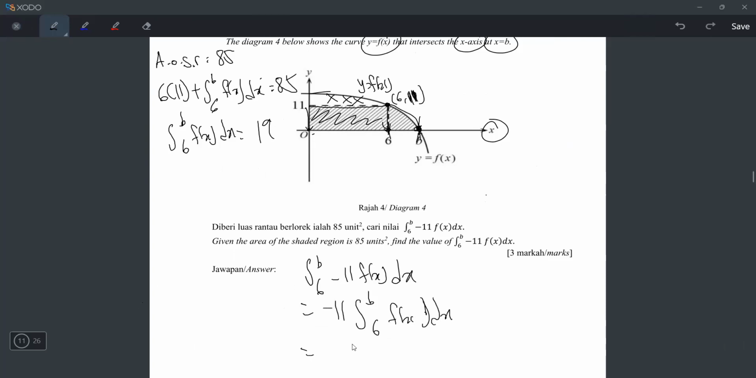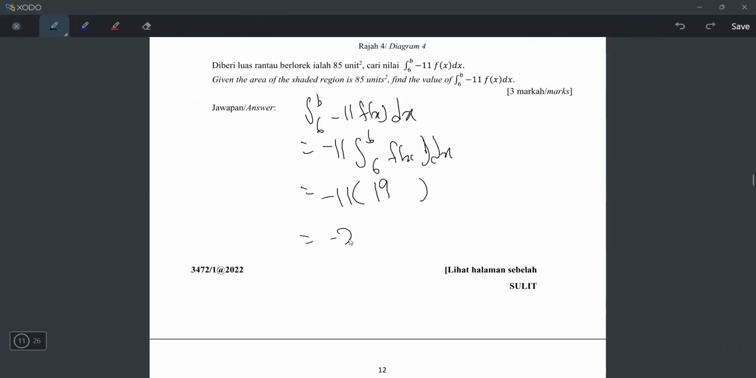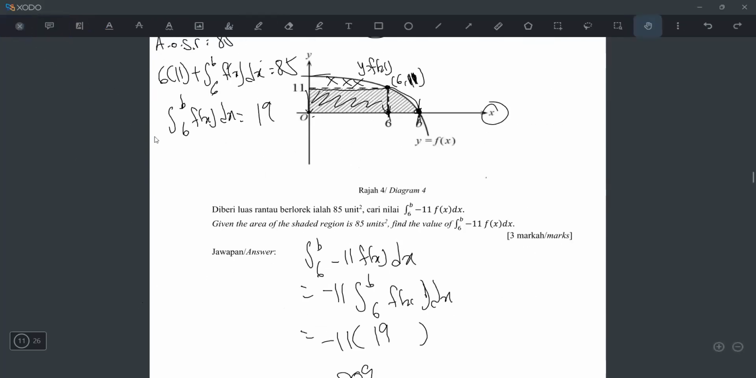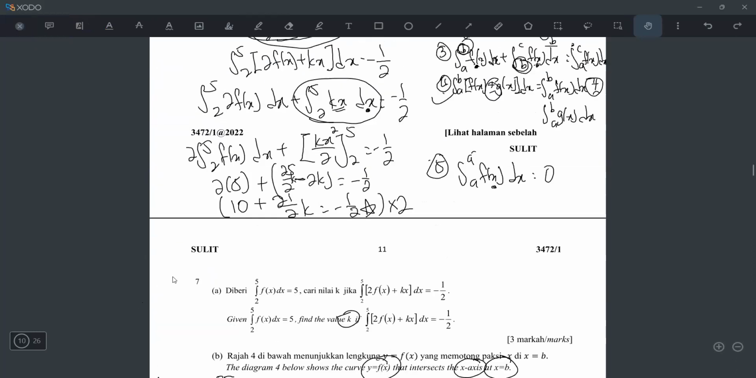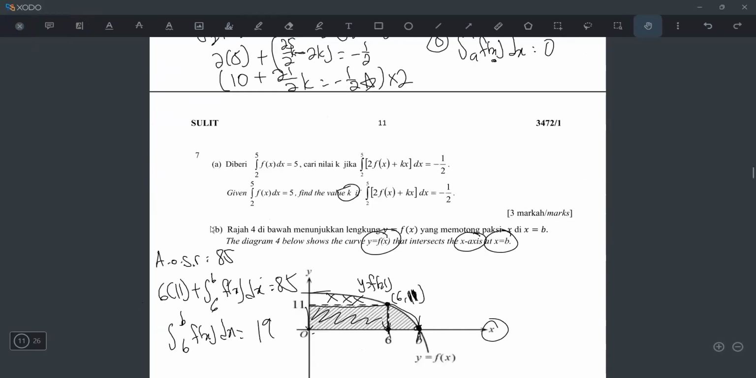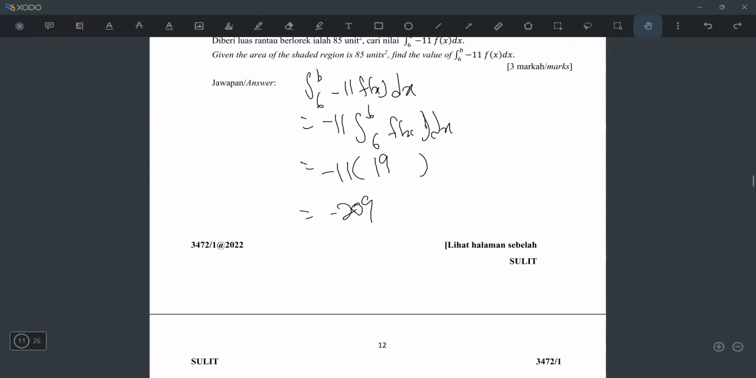And I already know what the integral from b to 6 of fx dx is. It's 19. So 19 times negative 11, I think it's 209. I'm not sure. So yeah, negative 209. And I will check my A answer also. What's the A answer? Negative 1. So let me check with the scheme. Negative 1, negative 209. Okay, yes. Correct.